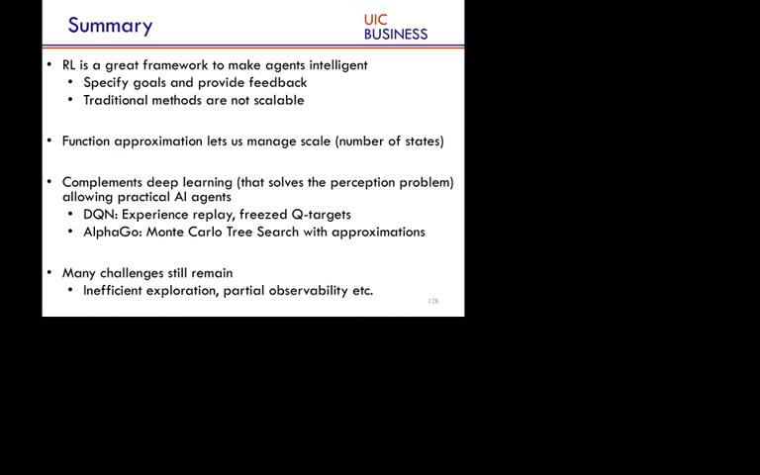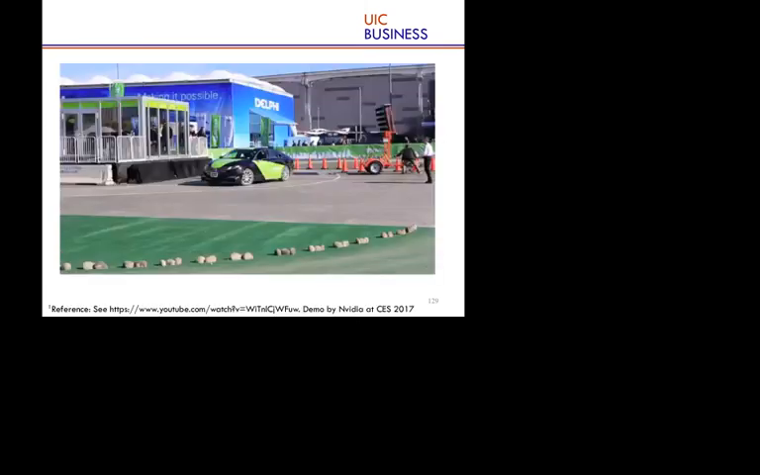Okay, and in DQN there were two additional tricks: experience replay and freezing Q targets over multiple rounds. In AlphaGo, the trick was Monte Carlo tree search with approximations, but the previous state of the art was linear approximations. They used deeper approximations using deep networks, so that got them to beat the best human player. Many challenges still remain about exploration. We just said do an arbitrary action at random with some epsilon probability. That probably is not a good idea. So there are other issues. So that's it.